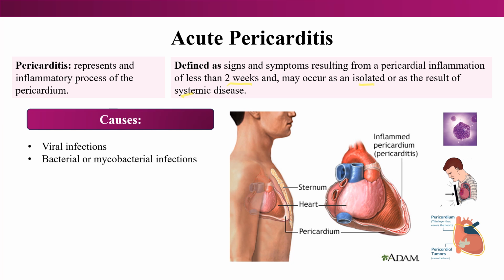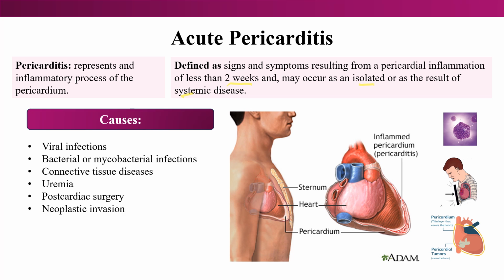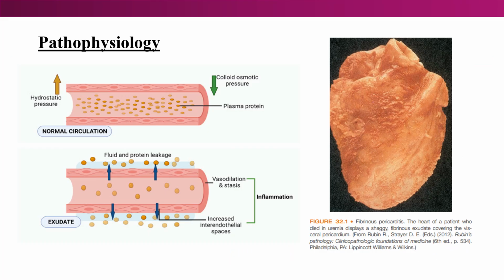Other causes of acute pericarditis include bacterial or mycobacterial infections, connective tissue diseases, for example, systemic lupus erythematosus, rheumatoid arthritis, uremia, post-cardiac surgery, neoplastic invasion of the pericardium, radiation, trauma, drug toxicity, and contiguous inflammatory processes of the myocardium or lung. If we dive into explaining some of the pathophysiology of acute pericarditis, we can start by saying that, like other inflammatory conditions, acute pericarditis often is primarily associated with increased capillary permeability.